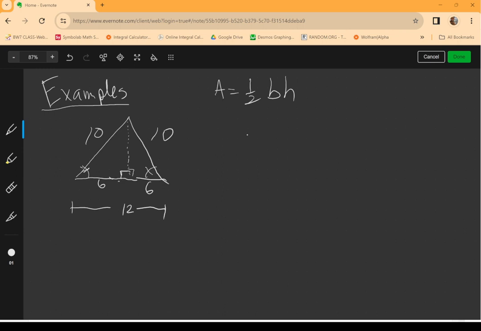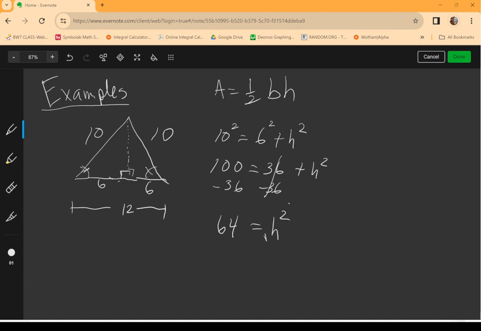So here the height is going to be, since this is the hypotenuse, 10 squared equals 6 squared plus h squared. Simplifying this, we get 100 equals 36 plus h squared. Subtract 36 from both sides, and we get 64 equals h squared. Taking the root of both sides, we get the height is equal to 8. So that is the height of our triangle.